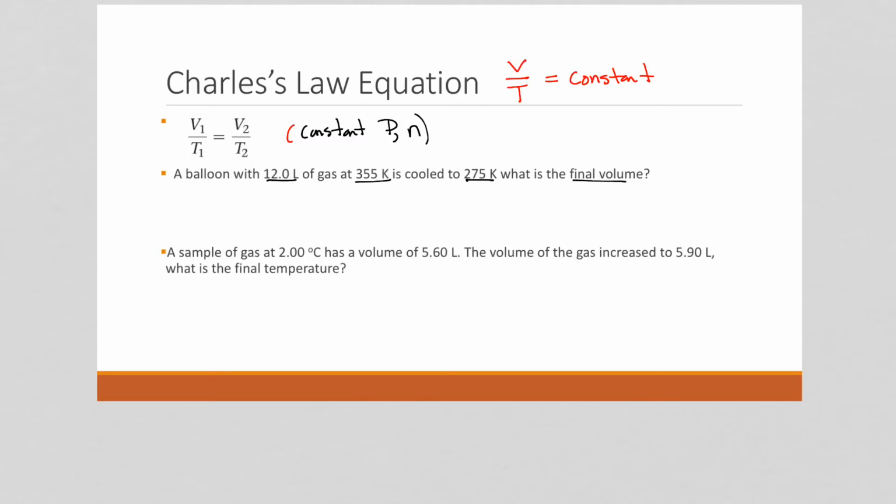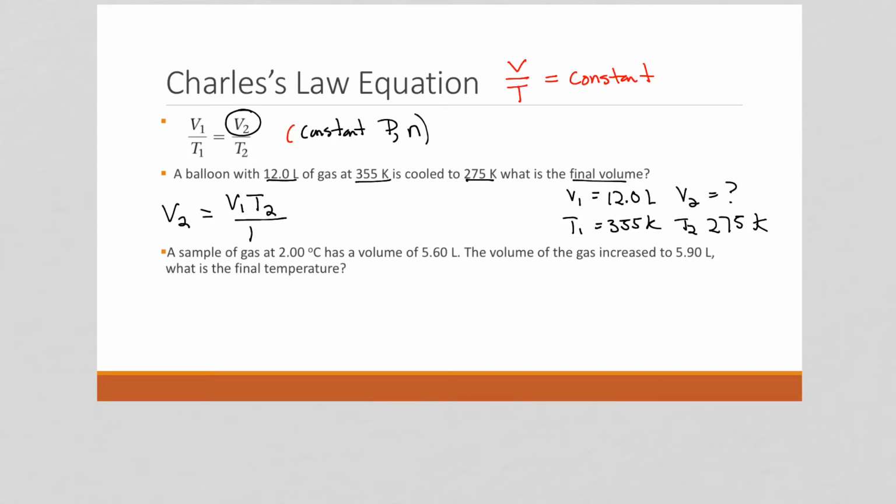So if we think about what we have, a V1 that equals 12 liters. We have a V2 that's a question mark. We have a T1 that's 355 Kelvin. We have a T2 that's 275 Kelvin. So let's write out our equation. So we're going to solve for V2. Right? So we want to isolate V2. And so we do our algebra, and V2 equals V1 times T2 divided by T1. So now we can plug in our numbers.